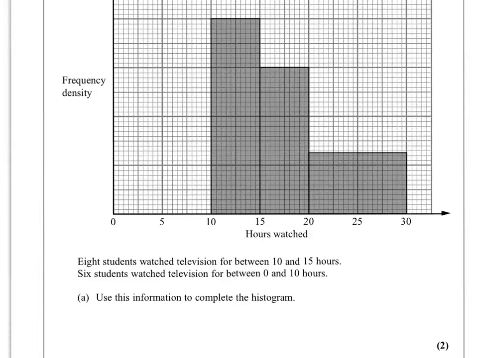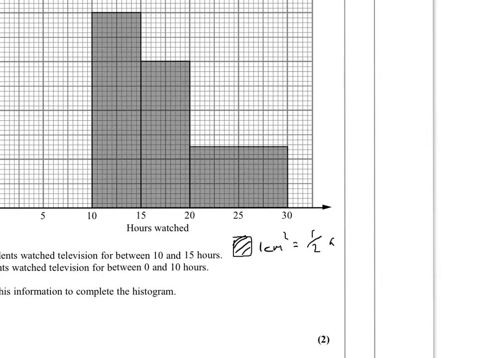So first of all, if we write that down, it's 1 square equals half a student. You get a mark just for writing that down.